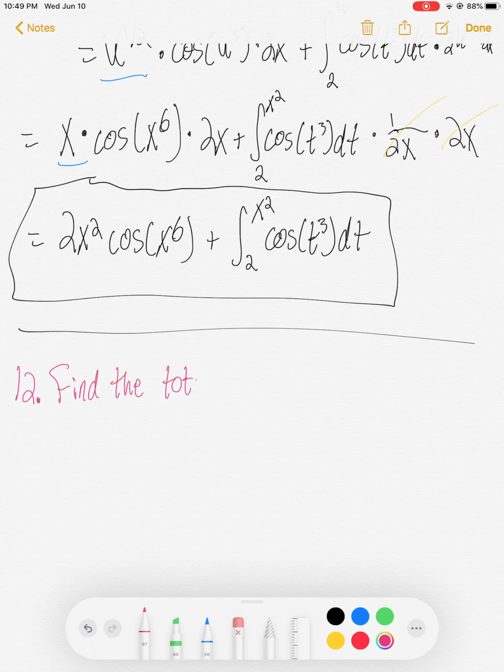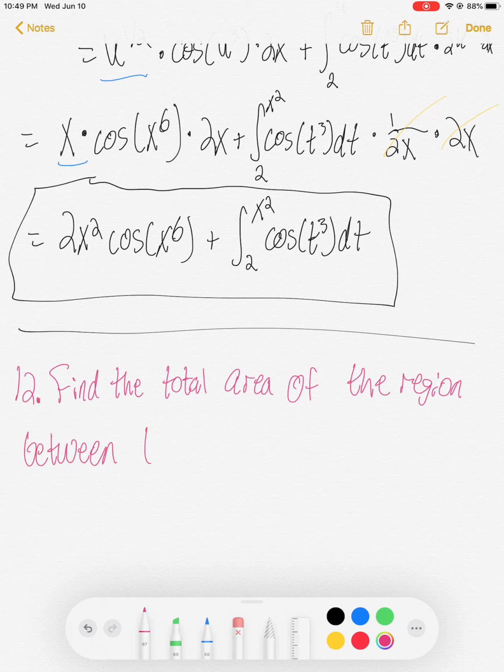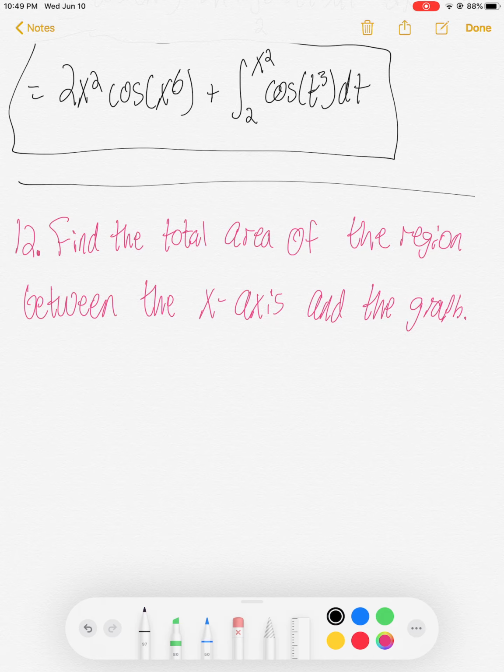Okay. So that was a fun one. A little bit of foreshadowing in that we got to see a bit of u substitution here in section 5.4. The last 5.4 problem, which we're going to do, is problem 12, where we are going to find the total area enclosed, of the region, oftentimes it says enclosed, of the region between the x-axis and the graph.